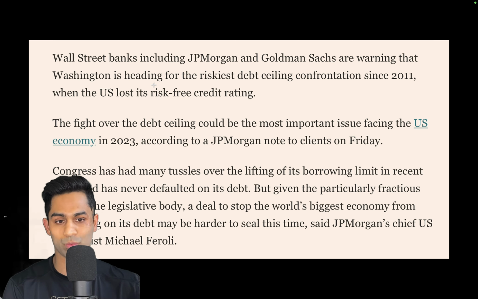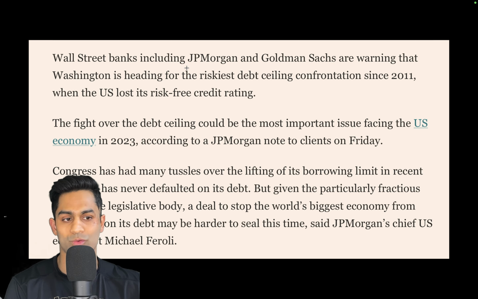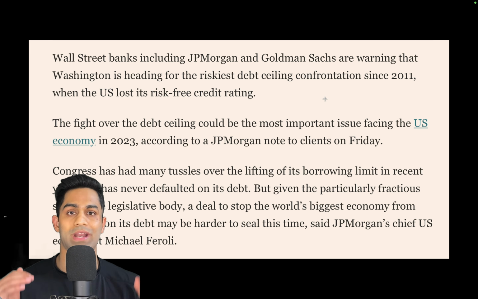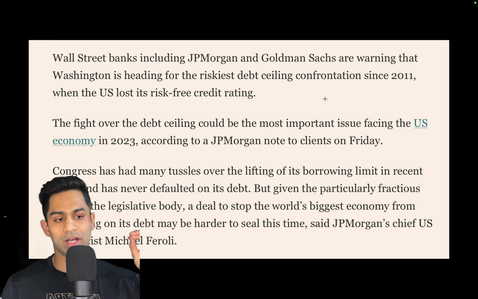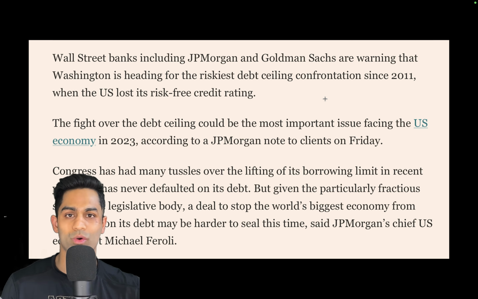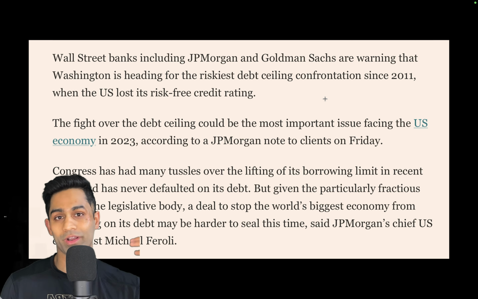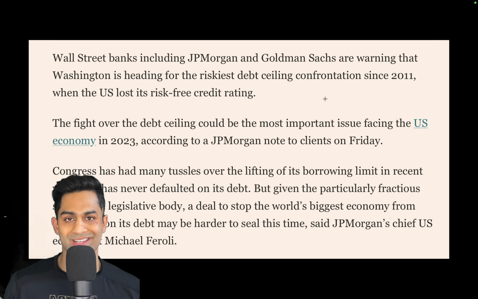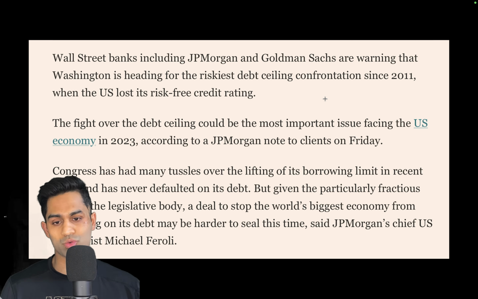Wall Street banks, including JP Morgan and Goldman Sachs, are warning that Washington is heading for the riskiest debt ceiling confrontation since 2011, when the U.S. lost its risk-free credit rating. So what happened was back in 2011, the U.S. under Barack Obama pretty much came down to the last hour before it raised its debt ceiling. That was one of the reasons why it lost its AAA plus rating, its risk-free rating, and was downgraded to AAA, right back in 2011.